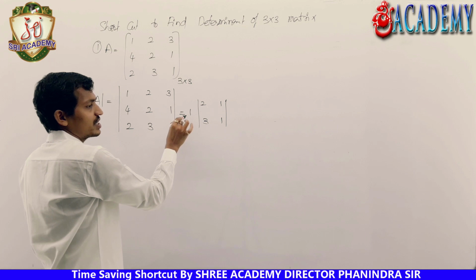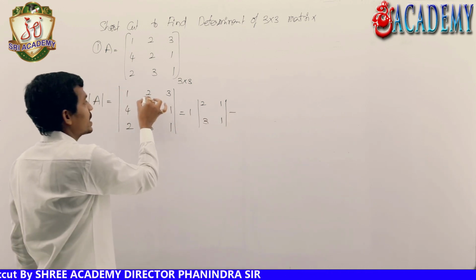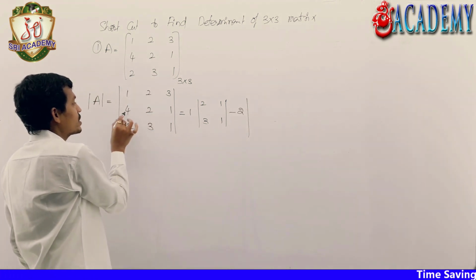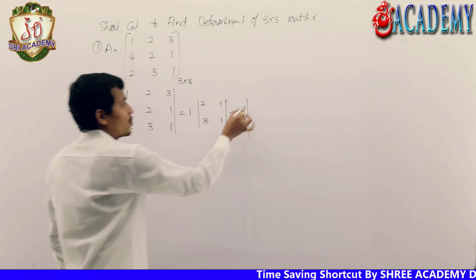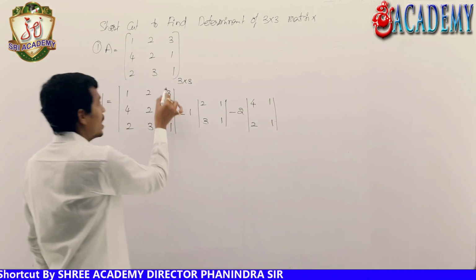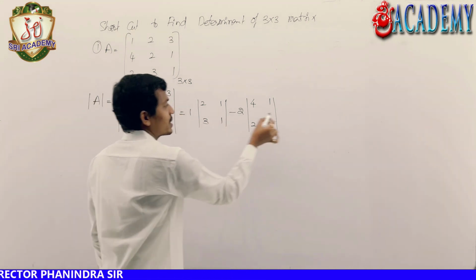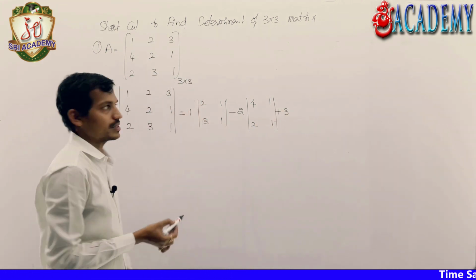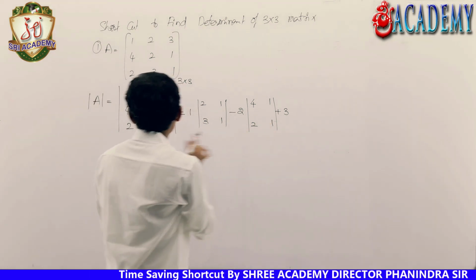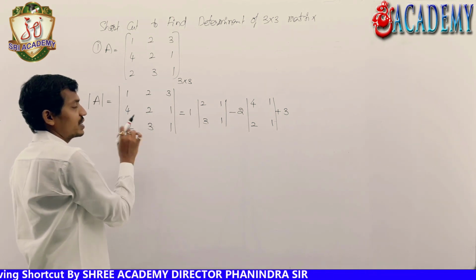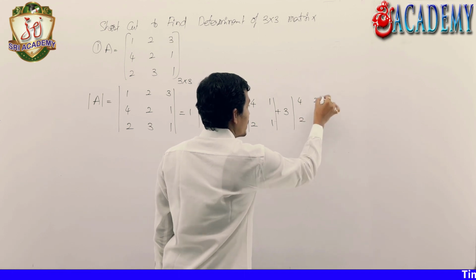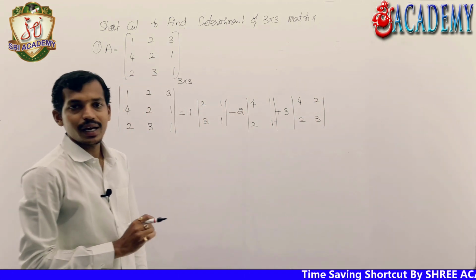Next, after plus comes minus: the next element, the first row second element, that is 2, into the remaining elements 4 1, 2 1. Next, the third element, with signs successively plus, minus, plus. After eliminating the first row and third column, that is the 2 by 2 matrix 4 2, 2 3. By simplifying this equation you will get the determinant of the matrix.